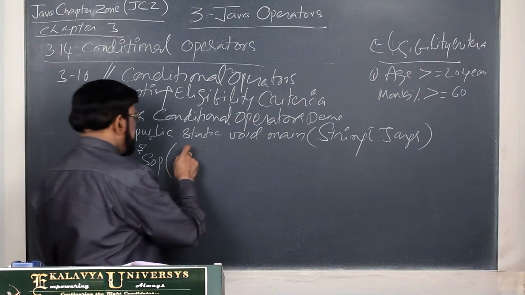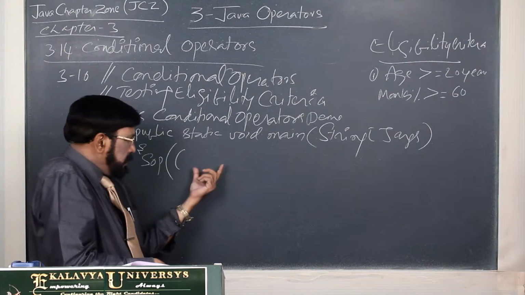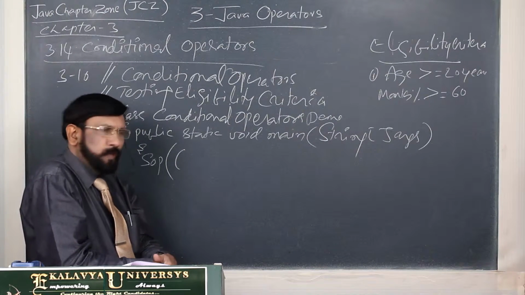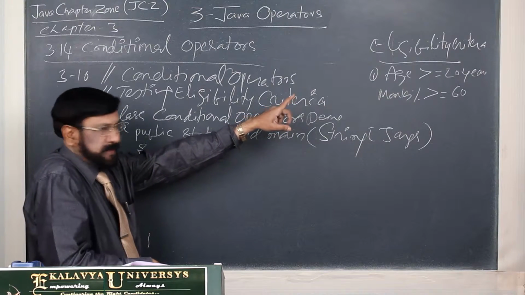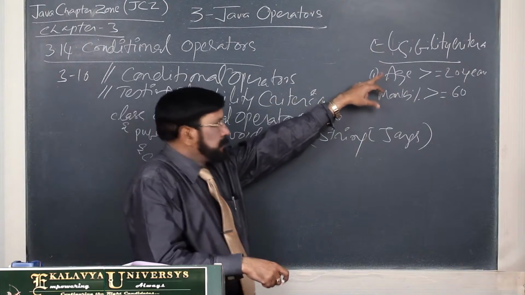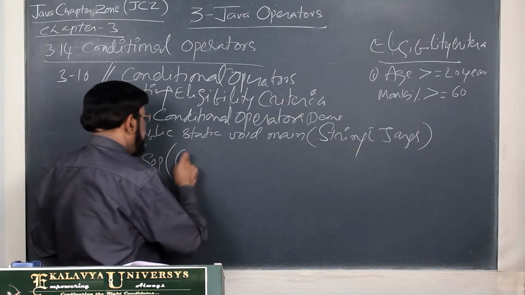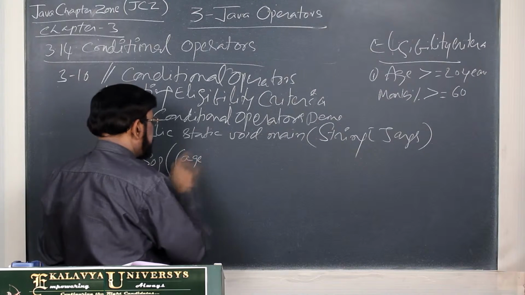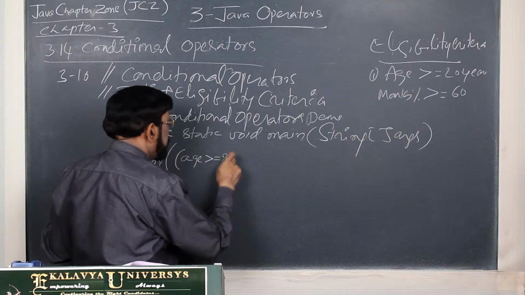Now how do you write the statement? What I told you is that the first expression should be a Boolean expression. Here we have to write a logical expression because a relational expression is not enough. Here two conditions are there. That's why, how can we write? First, the age factor: age is greater than or equal to 20.